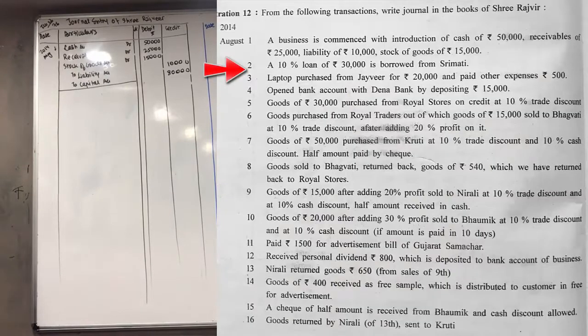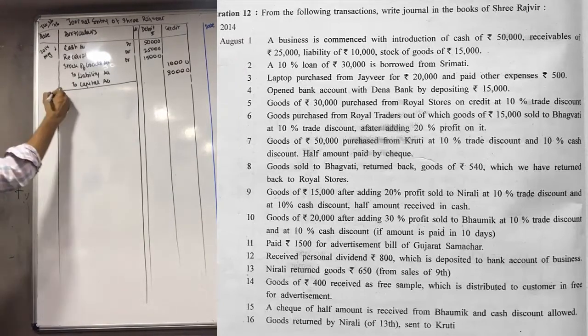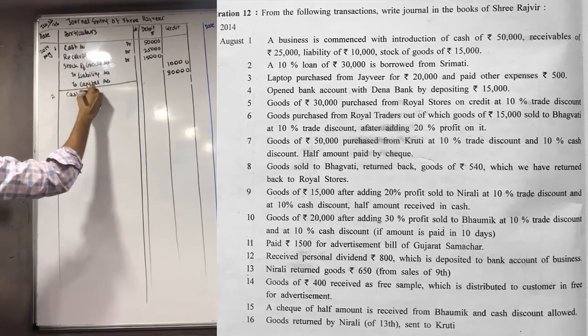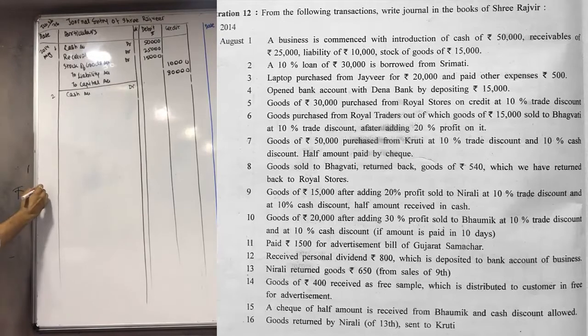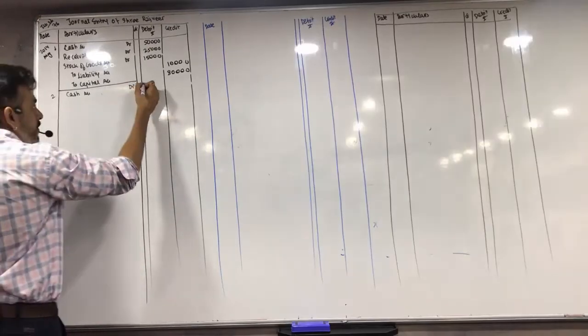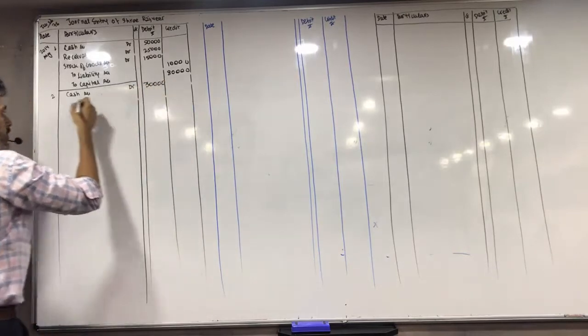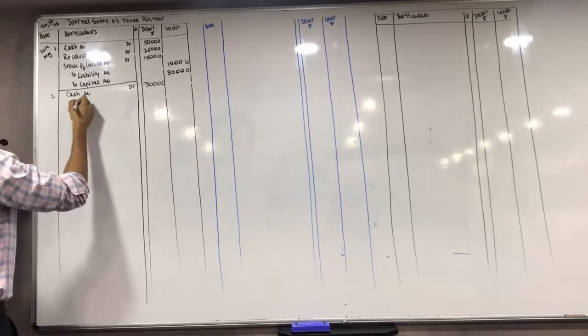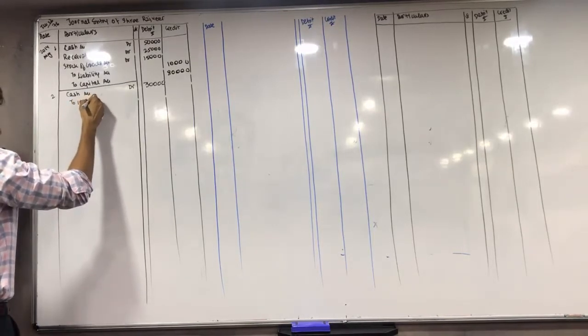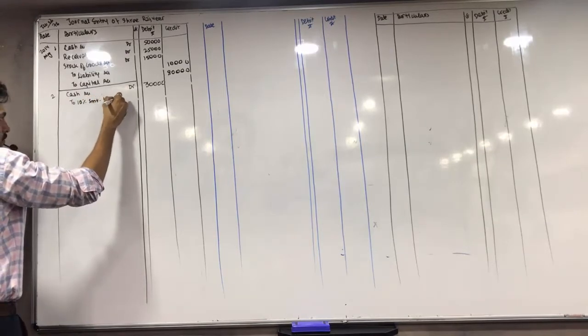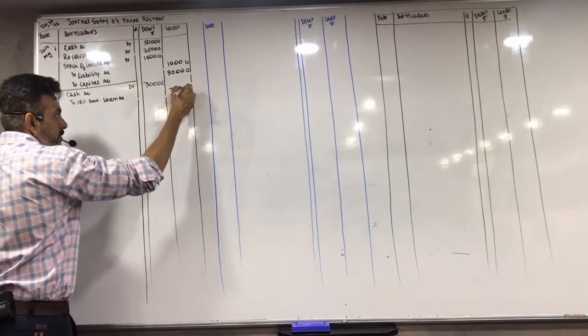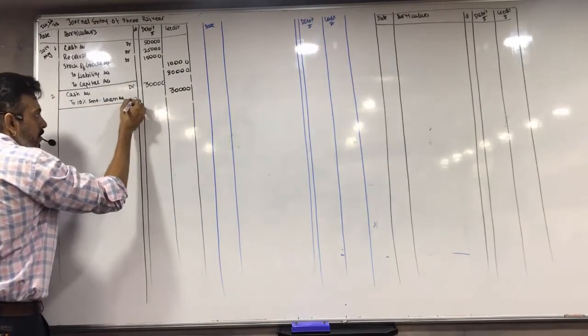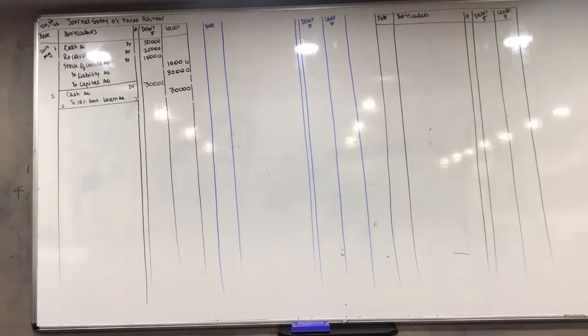A 10% loan of 30,000 is borrowed from Srimati. Now, what comes in? Cash comes in. So write down cash account debit 30,000 to Srimati's loan account. What's the rate of interest? So we'll write to 10% Srimati's loan account 30,000. You all know the narrations, right? Okay.